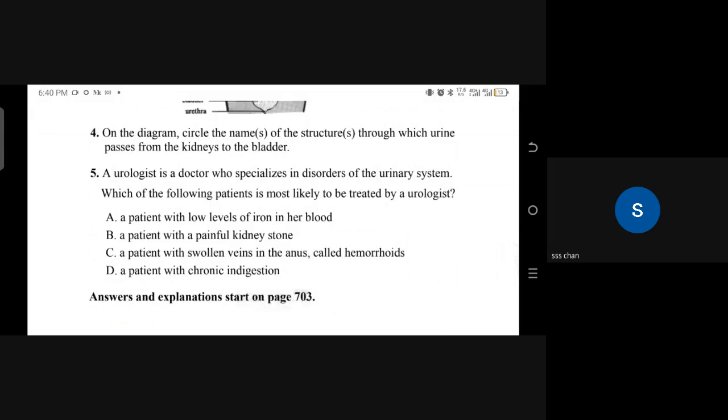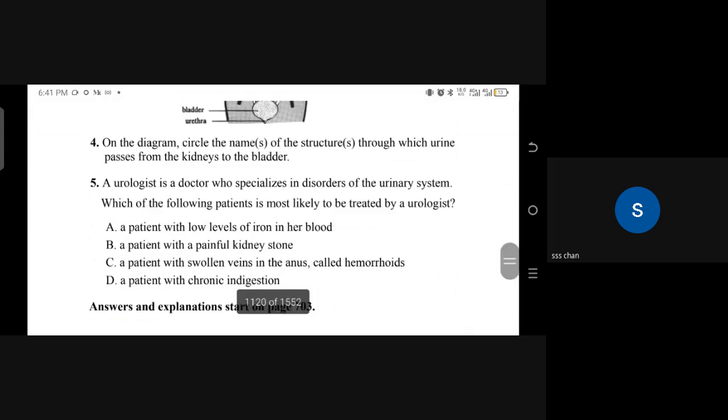Now, a low level of iron in the blood simply means that there is a higher passage or higher output of iron through your urine, which means there is a problem with your glomerulus. So our answer here is between A and B. Most likely it is going to be your urologist.